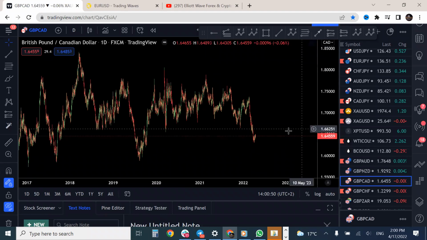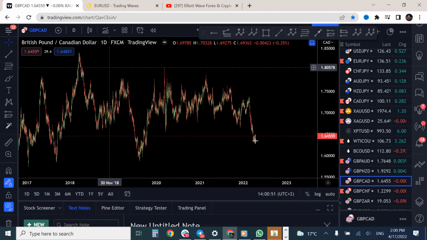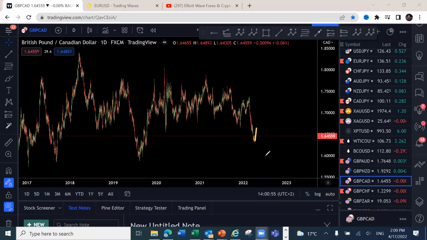Pound CAD still pretty much bearish. We expect this one to bounce from this level, as you've seen with the trade recaps, but we need to wait for that confirmation. We forecasted that this was going to drop up to this level. We are at this level. We exit the trade.